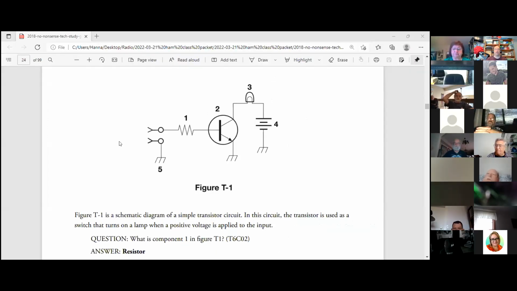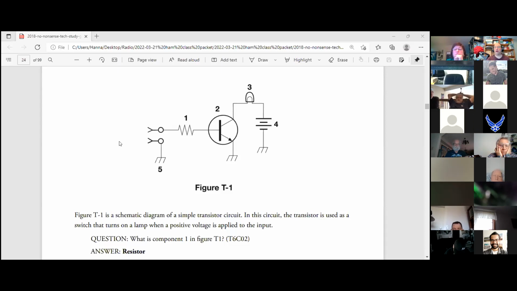Yep. Okay, so item number one, what would item number one be? That's a resistor. How about number two? Transistor. Okay, so looking at the arrow, would that be PNP or NPN? NPN, because it's not pointing in. Exactly right. Okay, item number three would be like a light bulb. And what is item number four? The plus and minuses aren't drawn, but yes, that's a battery. Okay, so how about item number five there?